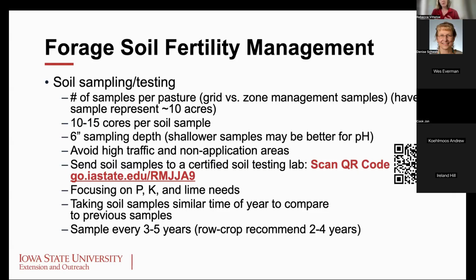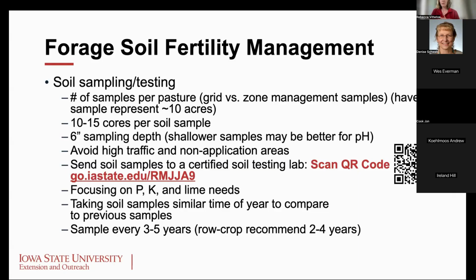With each soil sample, we're going to have about 10 to 15 cores make up that sample. So I'm going to grab a soil core from 10 to 15 different areas within that sampling area, mix it together, and that's going to make up my soil sample. We're going to take those soil samples at about a 6-inch depth. If we're just worried about pH, we may just take 2 to 3-inch depth samples. But if we want the information for the P and the K, we can use those 6-inch soil sample depths.